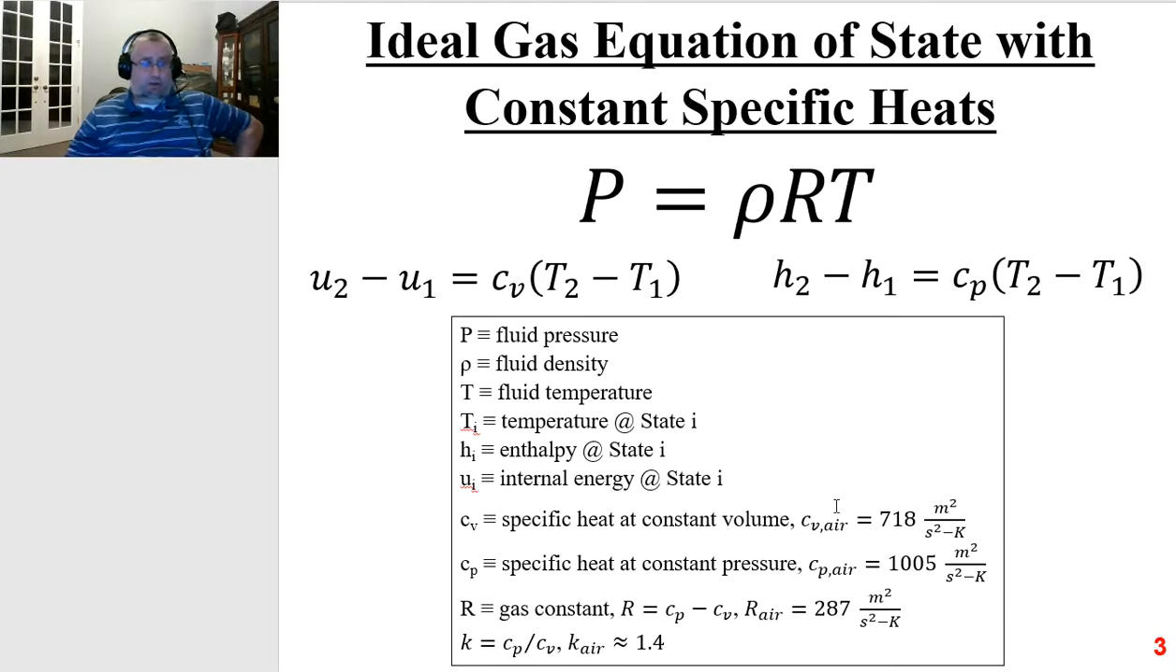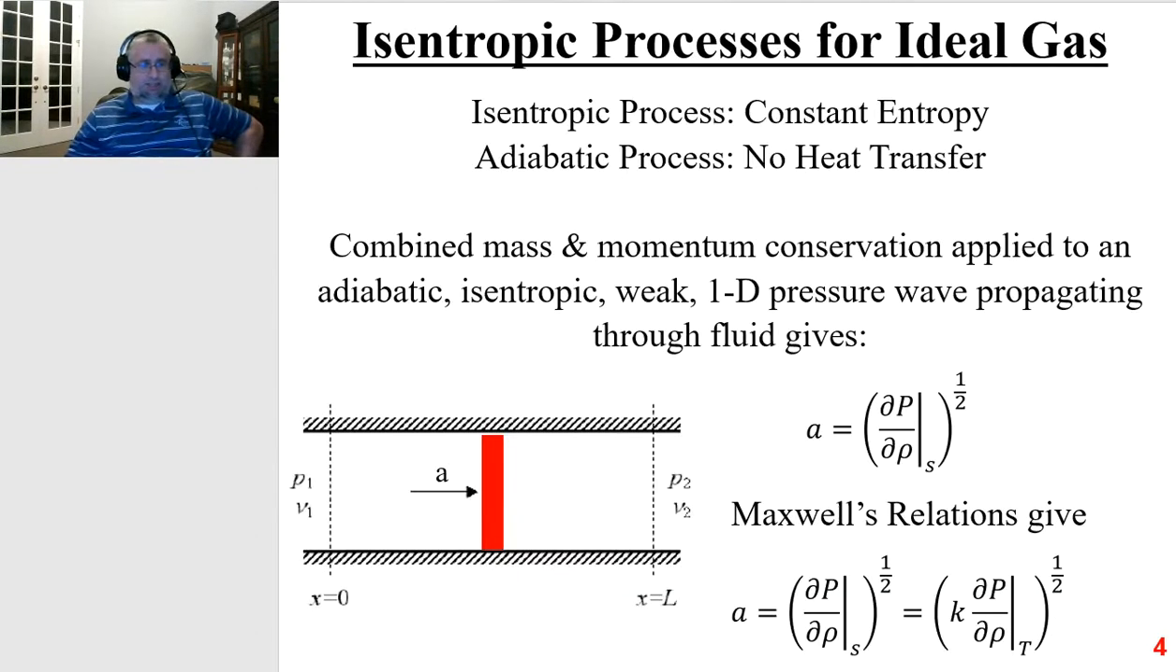The values for those constants, by the way, are 718 meters squared per second squared Kelvin for Cv and for Cp, it's 1005 meters squared per second squared Kelvin. Those are values for air. And then R, which is the gas constant, is just Cp minus Cv, and the value of R for air is 287 meters squared per second squared Kelvin. Taking Cp and dividing by Cv, we get the specific heat ratio, and for air that ratio is about 1.4. So those numbers turn out to be important later as we start plugging them in to the equations that we develop from the ideal gas equation of state, energy conservation, and these corollary relationships.